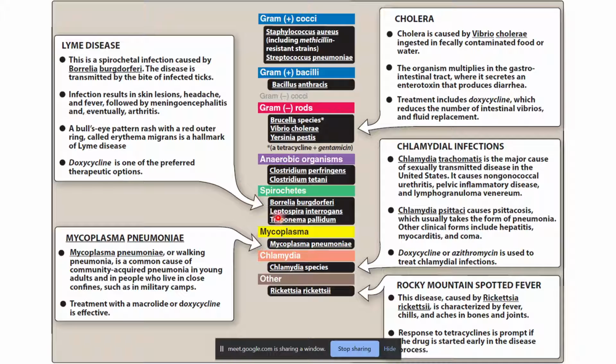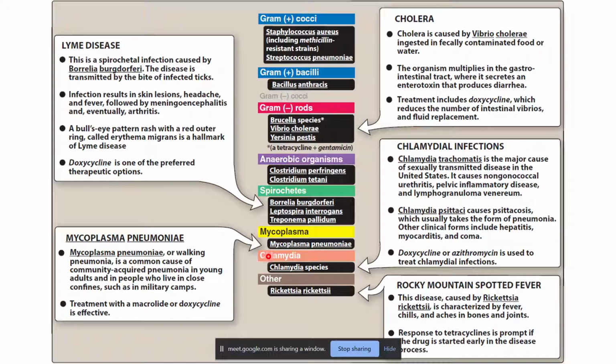Then Leptospira leads to leptospirosis, and Treponema pallidum will lead to syphilis. These spirochetes are covered. Treponema pallidum is usually treated with penicillins, but tetracycline can be used for those patients who are allergic to penicillins. Then Mycoplasma pneumonia is an atypical pneumonia, or walking pneumonia.